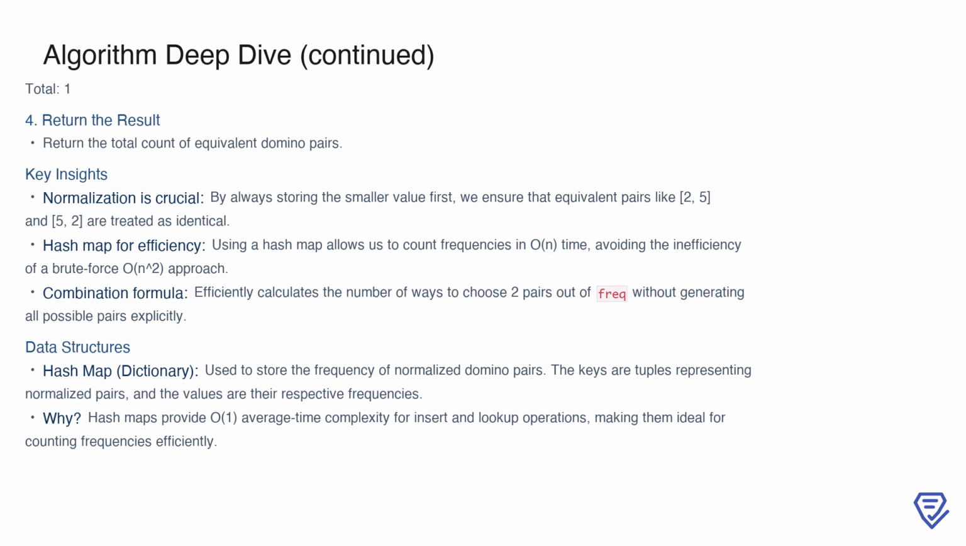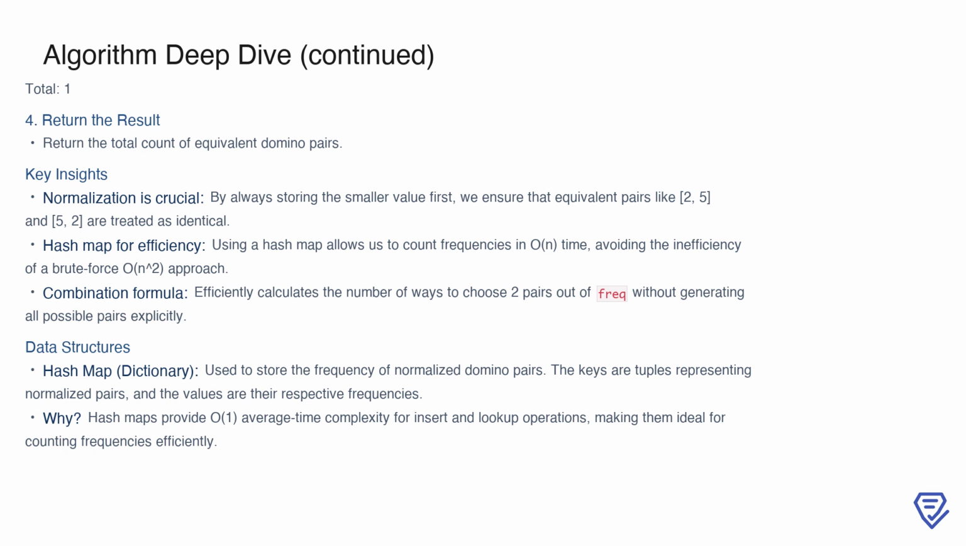Second, using a hash map allows us to efficiently count the frequencies of normalized pairs in O(n) time, avoiding the inefficiency of a brute force approach, which would require O(n squared) time to compare all pairs directly. Lastly, the combination formula provides a quick and effective way to calculate the number of ways to select two pairs from a group, without needing to generate all possible combinations explicitly. Together, these optimizations ensure that the algorithm runs efficiently even for large inputs.